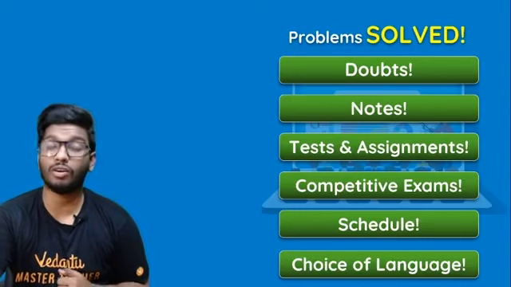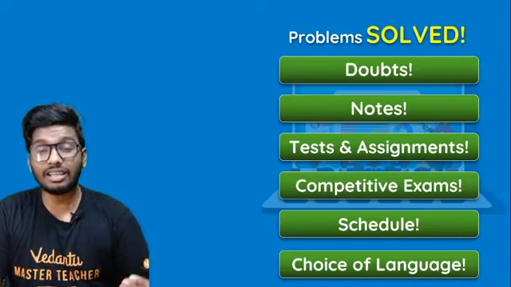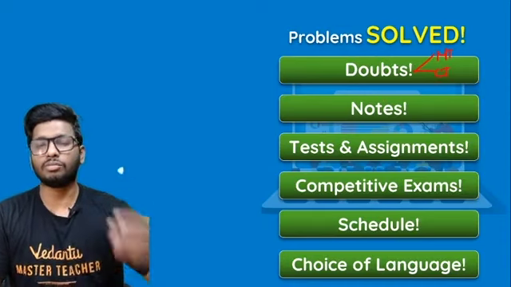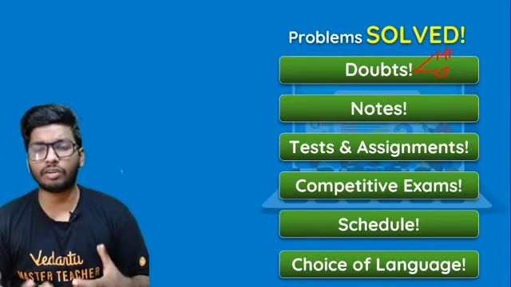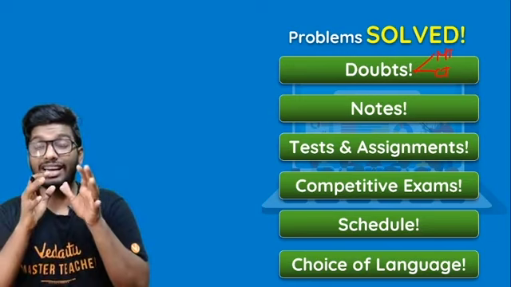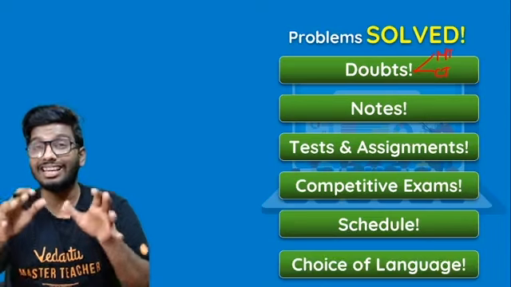Now, how do we solve all of these problems? For doubts inside the class, you'll have a two-teacher model. You'll have a master teacher as well as a class teacher. So the master teacher will be teaching the concepts and clearing your doubts. At the same time, you'll also have a class teacher to clear your doubts as well. So you are getting personalized attention, making sure that your doubts are cleared in the class itself.